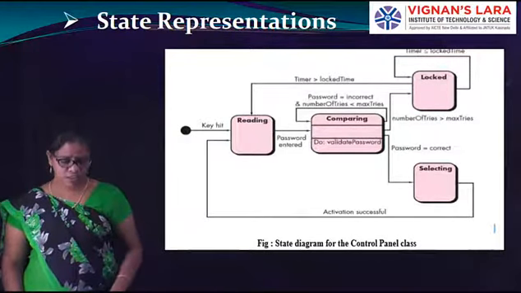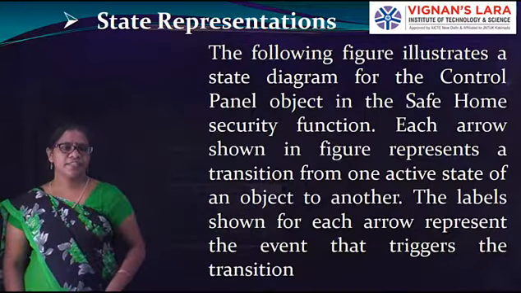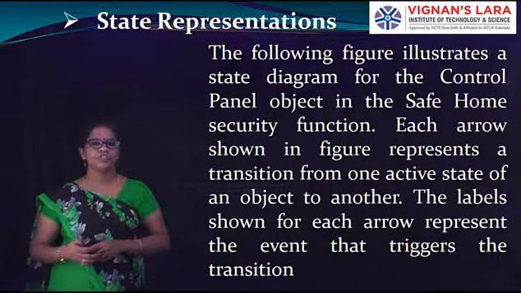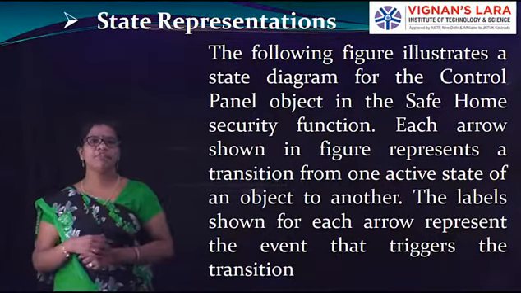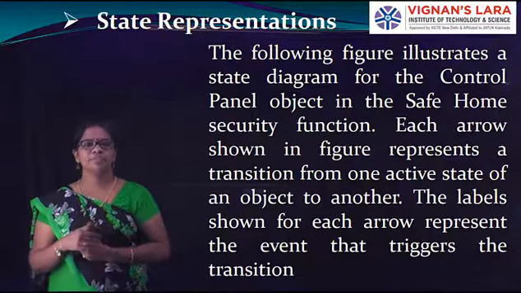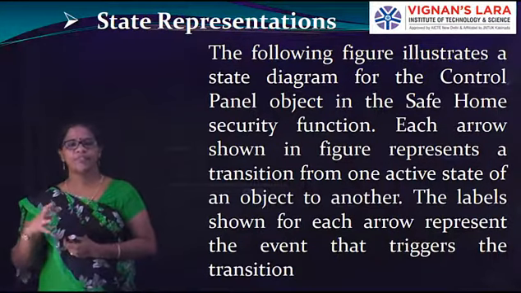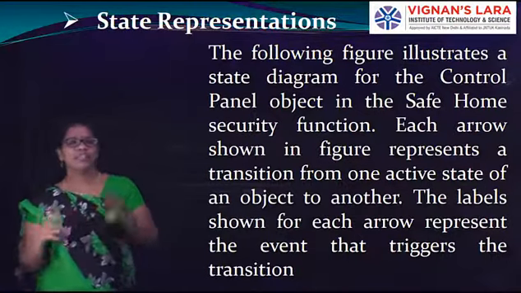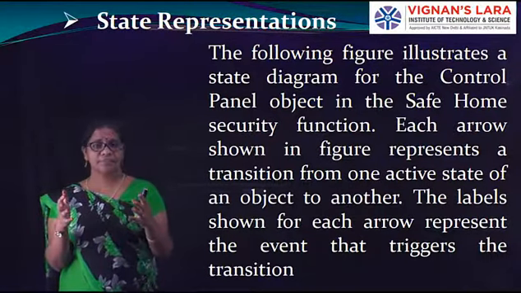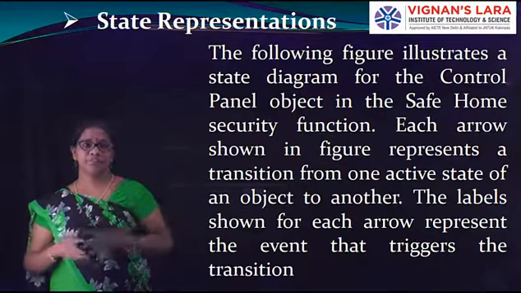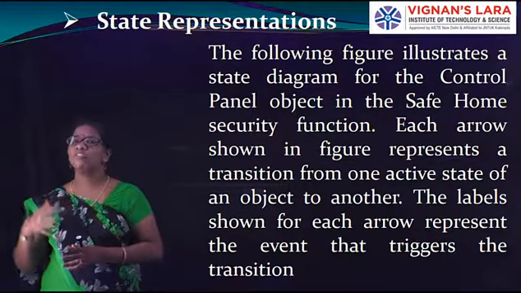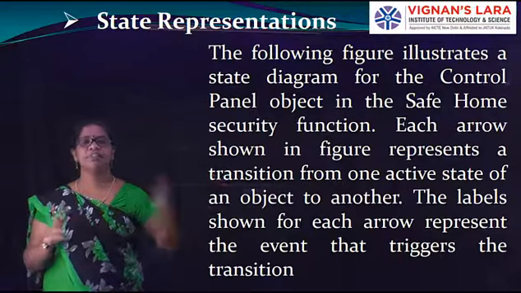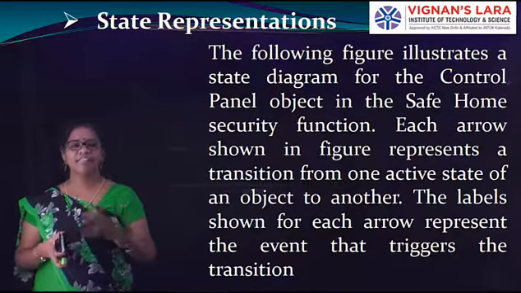So, as in the previous paragraph, the following figure illustrates a state diagram for the control panel object. In safe home security, if you have seen the level 0 safe home security, there is a control panel. How is it acting, how is it changing? It does not show what it is doing internally, it just shows how it will change from one state to another state if an event occurs.